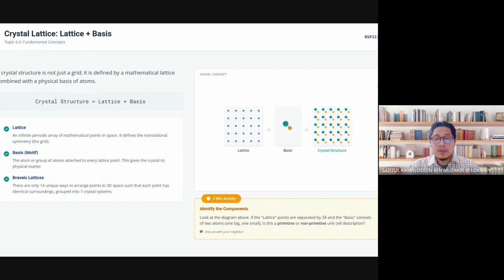We also know that in 3 dimensions, there are 14 Bravais lattices grouped into 7 crystal systems. The way we arrange these atoms, we have 14 types of arrangement known as the 14 Bravais lattices, and they are grouped into 7 crystal systems. So please remember this clearly. The lattice is not the atoms themselves. The lattice is the repeating geometric framework.